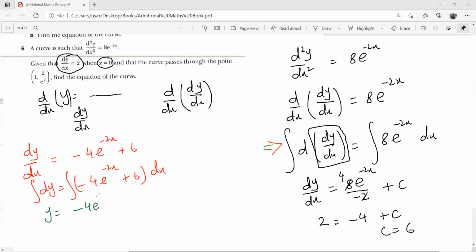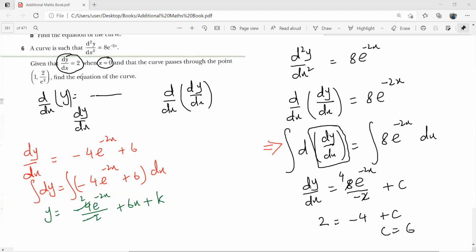minus 4 e raised to power minus 2x over minus 2 plus 6x. Now, please don't use c over here again. You can write c1 or you can write k. You can use any other letter instead of c because c has already been used in this solution. So this is cancelled by this, 2 is left.